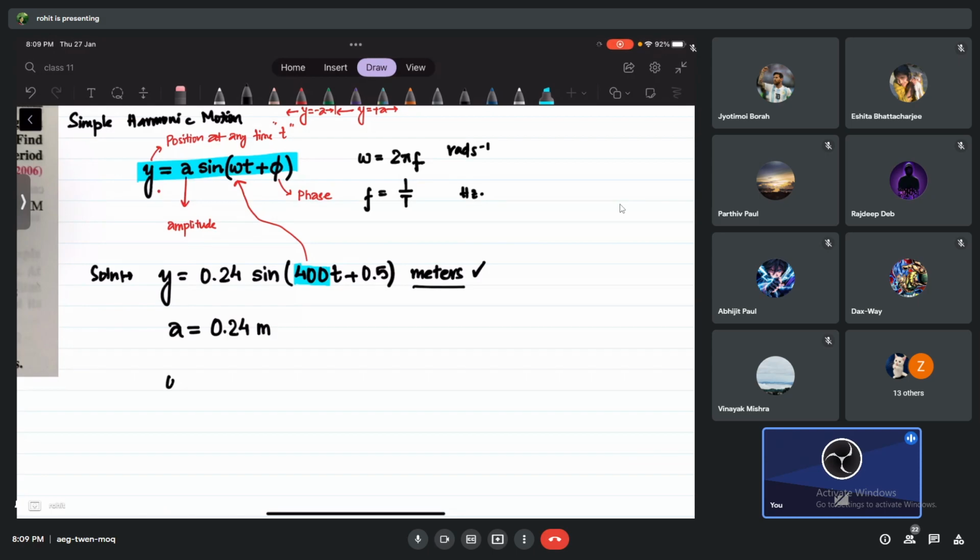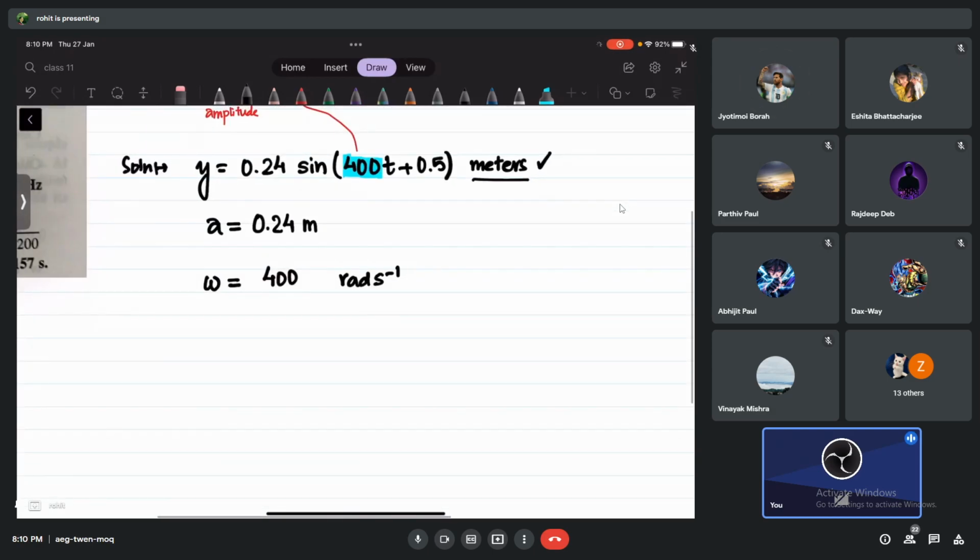So it is the angular frequency. Omega equals how much? 400, okay. They did not say anything, so what is the unit, guys? Radians per second, okay. So now, if I have omega, I can write omega equals 2 pi F. F equals how much? 400, and from here I can write F is equal to 400 divided by 2 pi.